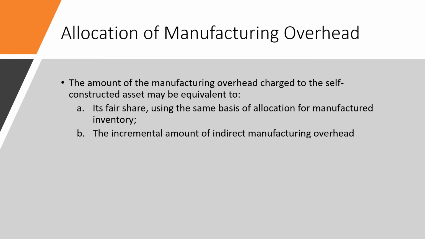Ayan. So, the amount of the manufacturing overhead charged to the self-constructed asset may be equivalent to its fair share using the same basis of allocation for manufactured inventory. Ibig sabihin, fair share lang siya. Kung paano mo tina-charge sa inventory, ganun din doon sa PPE. Or pwedeng incremental amount. So, chinarge mo yung certain portion sa PPE. Yung sobra, mapupunta naman dun sa inventory.